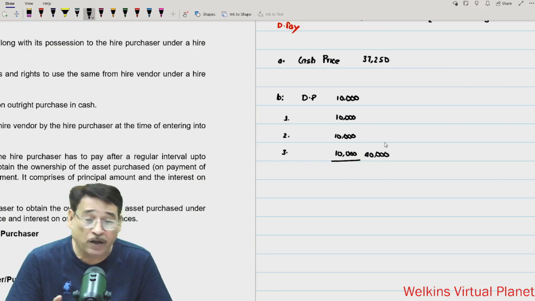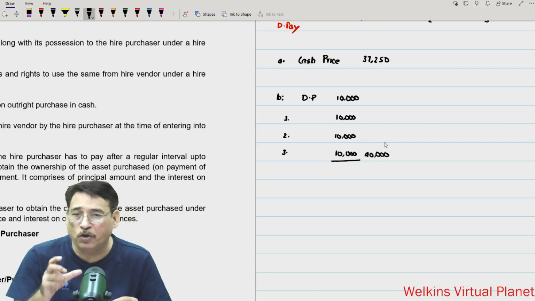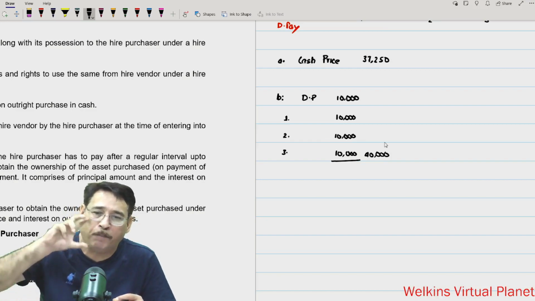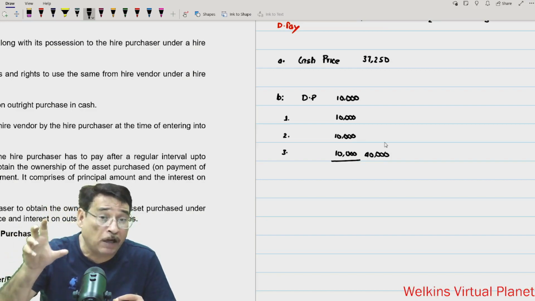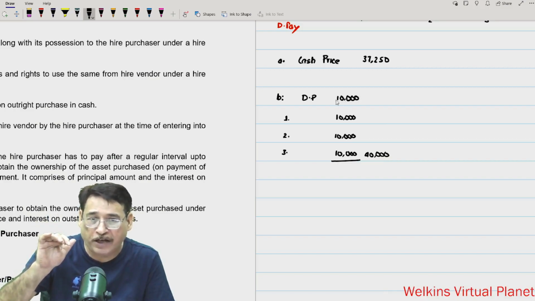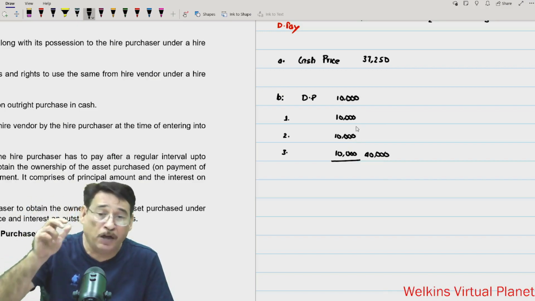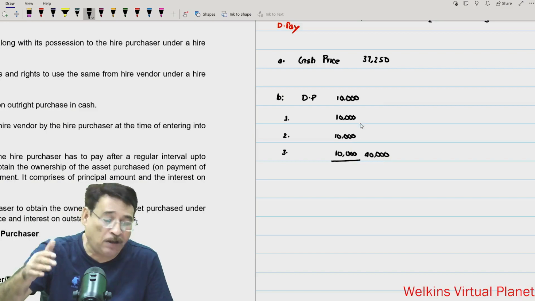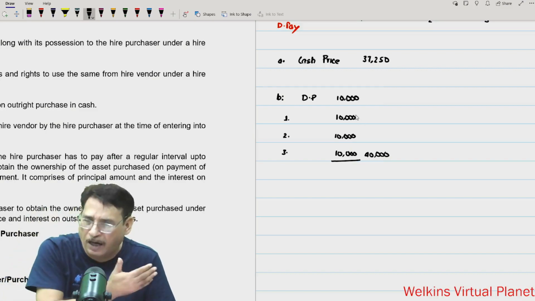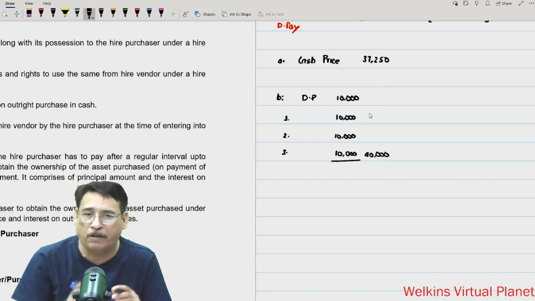Why is it known as hire purchase price? Because in this particular case, you are not picking up the asset by paying the full amount. You are picking up the asset simply by paying some down payment, and the rest of the installments you will pay in almost a 3 years period of time. So it is presumed as if for 3 years you have taken this asset on hire, that is on rent. Is it clear to you? That is why it is known as hire purchase price.